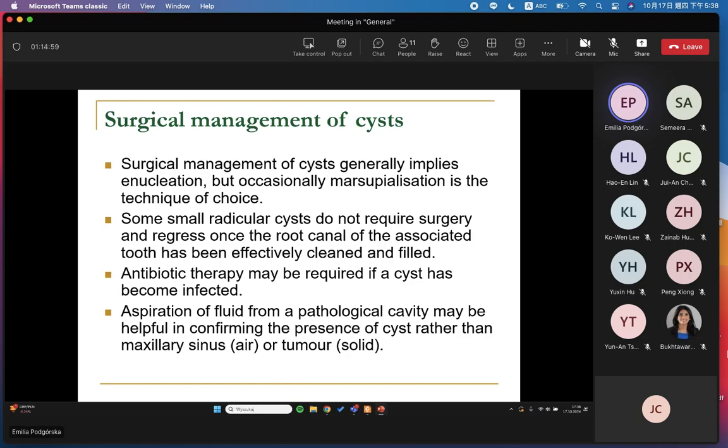And surgical management of cysts, we have talked about it. If a cyst has become infected, antibiotic therapy may be required. And when we do aspiration, for example, if we have air in the syringe, it can be in the maxillary sinus, and if we have a solid mass, it's rather a tumor, not a cyst.